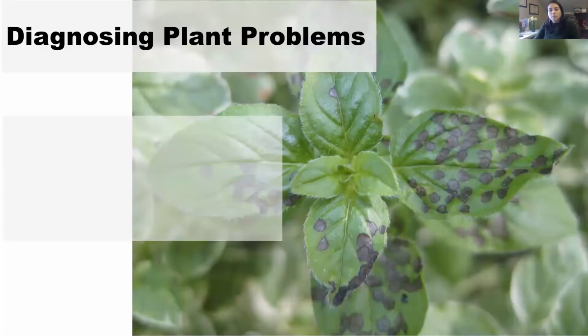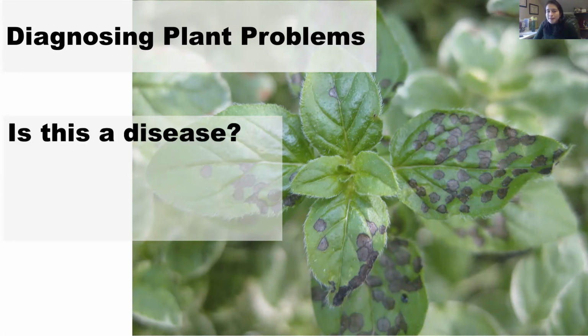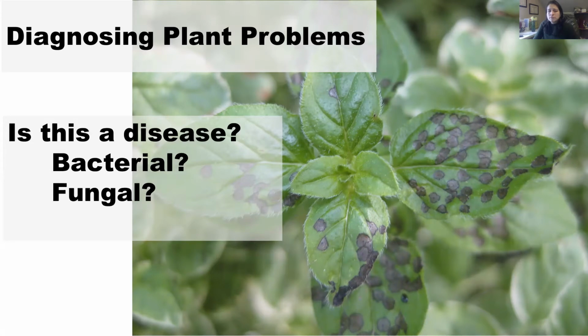Let's look at this mint plant. What do you see in here? There are some leaves that have some spots. The lower leaves have more spots than the newer leaves. Some of the spots coalesce. There are no borders. What else can I see from this photo? Is this a disease? Could it be caused by bacteria? Perhaps by fungi? Could this be insect damage?